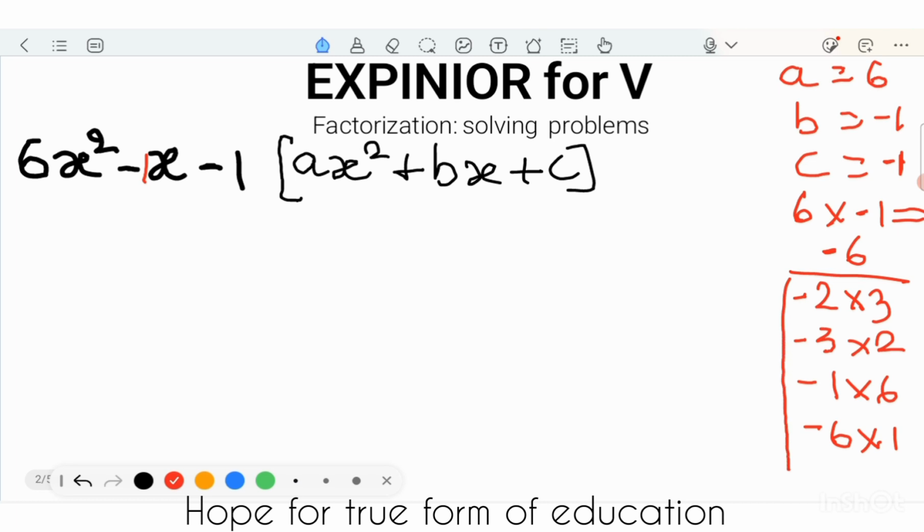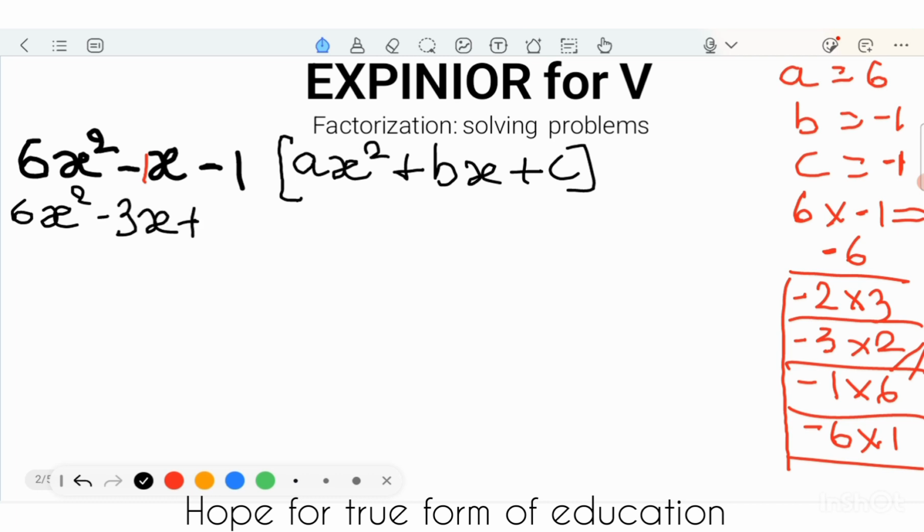Whichever we take, if we either add or subtract them, we have to get the middle term, that is minus 1x. So if we take the second one, minus 3x plus 2x, let me write it down here: minus 3x plus 2x is minus 1x, right? So we have got the middle term. So we successfully split the middle term.